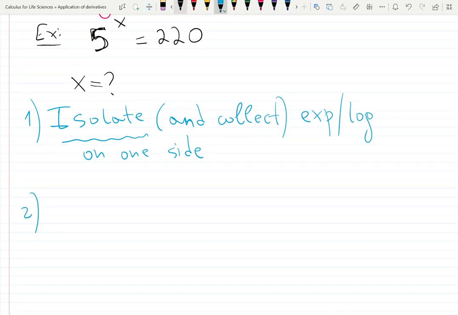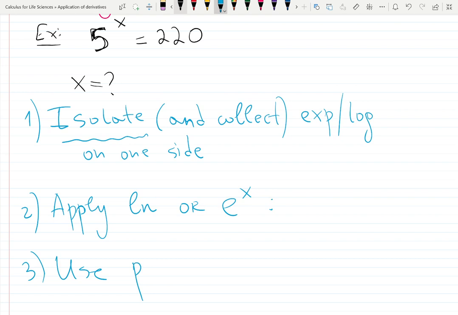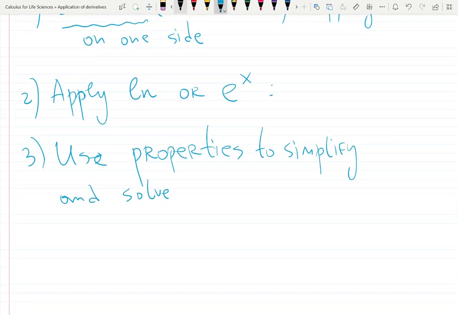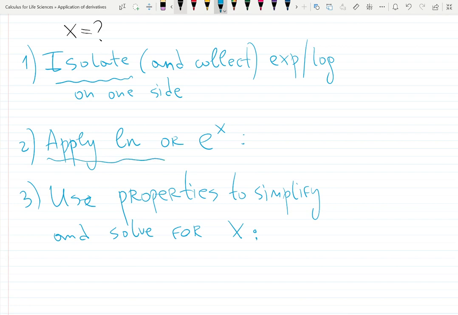Step 2, apply or use the inverse function. In this case, we're going to do ln. If it's a logarithm in front of you, then use e to the x. Boom, done. And then you will use properties or formulas to simplify and solve for x. So using inverse functions, which is step 2, allows us to solve for the unknown.